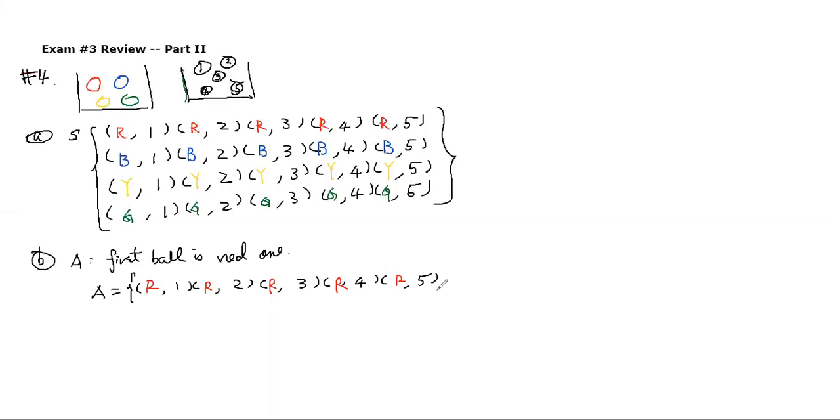Then event B, part C: let's say event B is that the second ball is an even number. Now let's write down event B. The second ball is an even number, so that means it could be all 4 colors, but it's an even number.